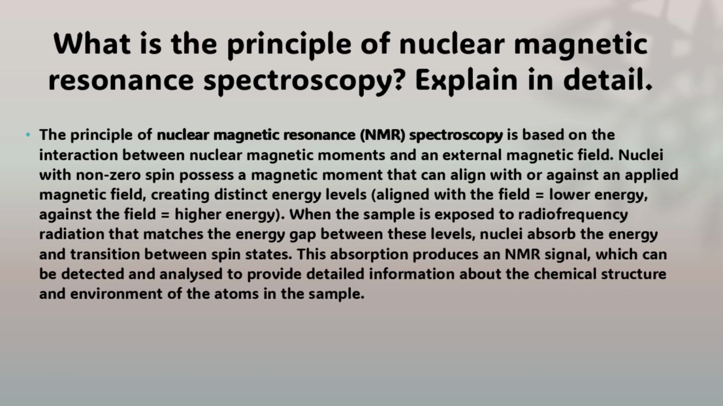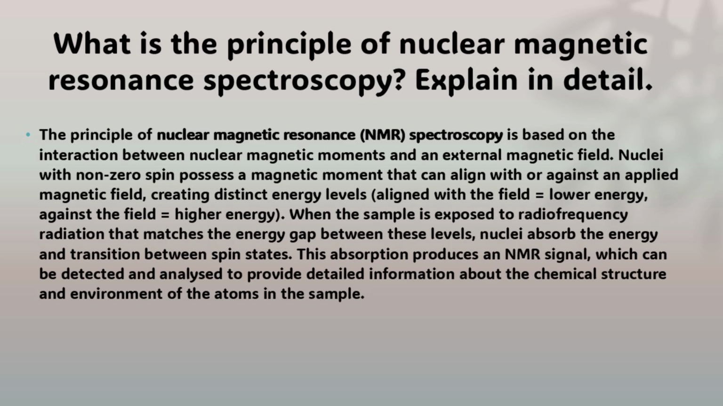The next question is question number 18. What is the principle of nuclear magnetic resonance spectroscopy? Explain in detail. The answer to this question is, the principle of nuclear magnetic resonance, NMR, spectroscopy is based on the interaction between nuclear magnetic moments and an external magnetic field. Nuclei with non-zero nuclear spin quantum number values possess a magnetic moment that can align with or against an applied magnetic field, creating distinct energy levels.